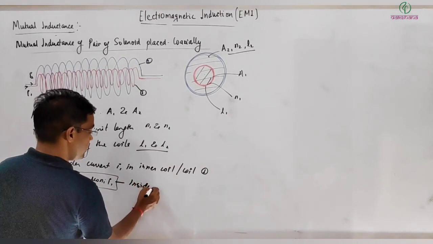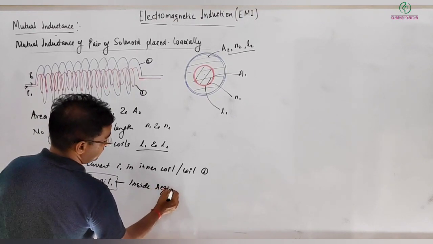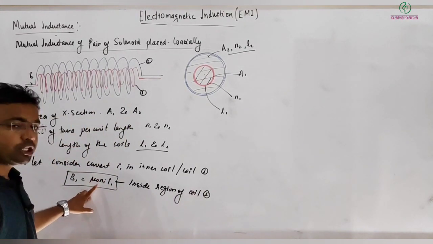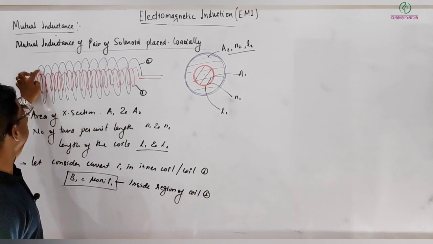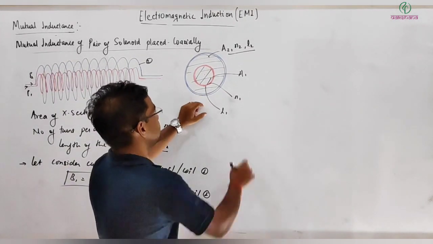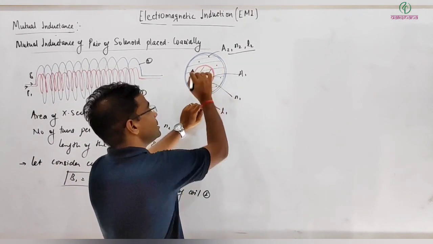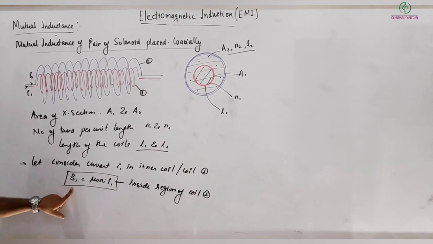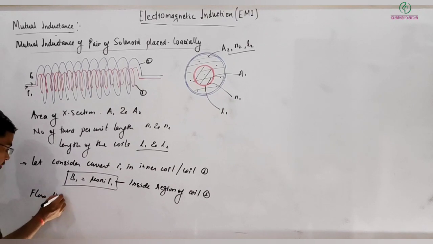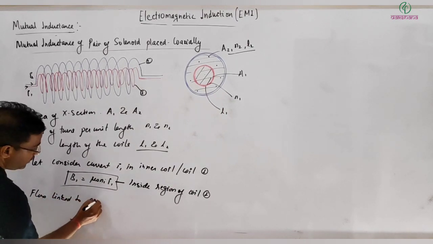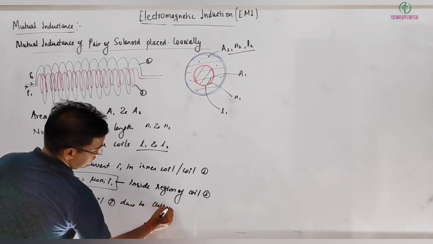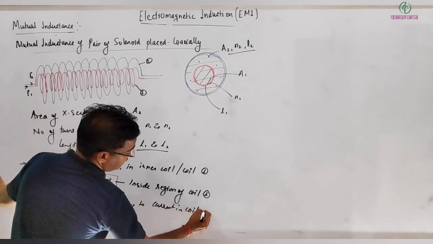There will be no field due to current in coil 1 outside this region. Means when current in coil 1 is there, there is no field in the outer region. You must be knowing that. So this is the field. Now, flux linked to coil 2 due to current in coil 1.